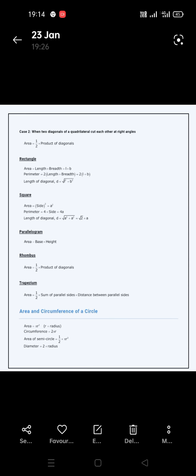Next is the area and circumference of a circle. What is the circumference? Circumference is just the perimeter. We use circumference for a circle.